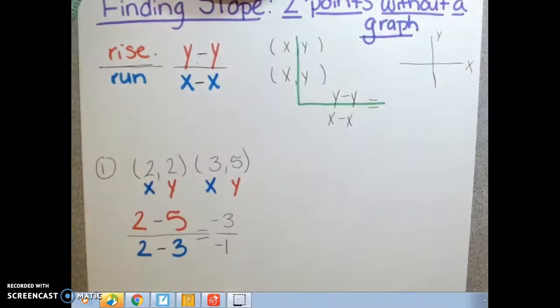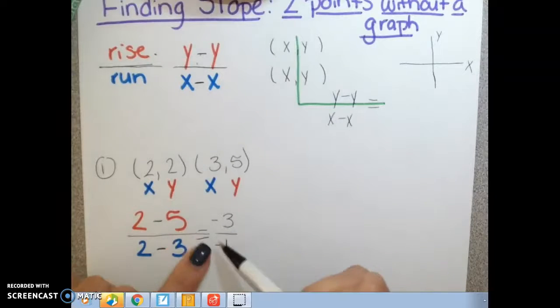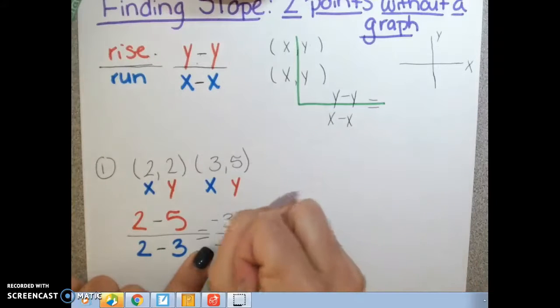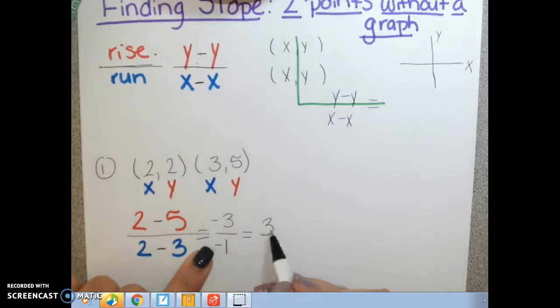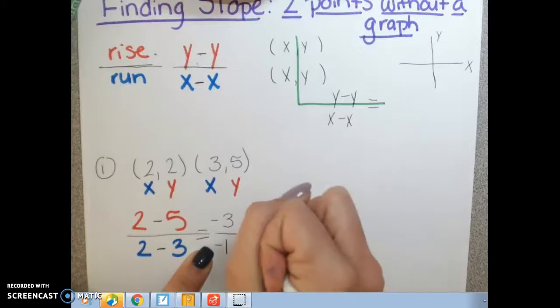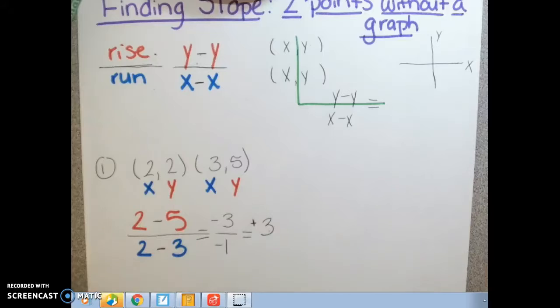So now we need to take it one step further and think back to our integer rules, our integer laws. If you have a negative over a negative, that's going to change this to a positive 3. And I also got positive 3 because I went ahead and did 3 over 1 will reduce to a 3. And again, it's positive.